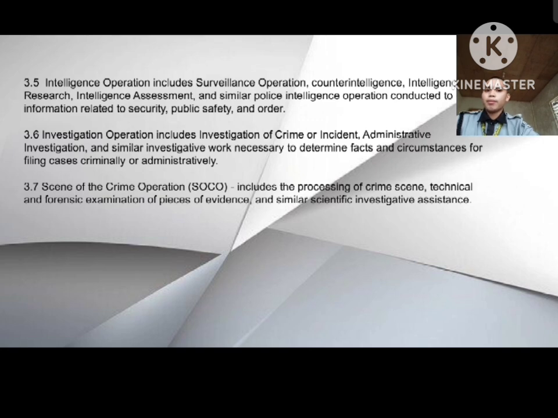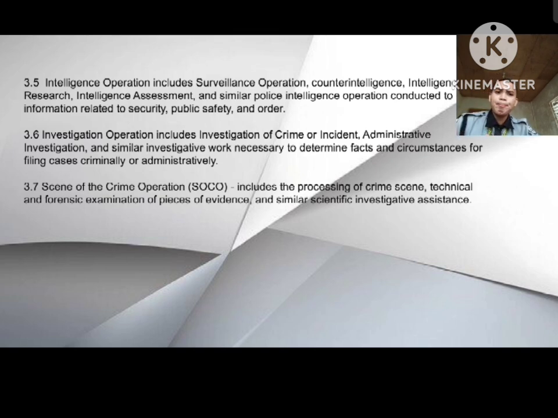Okay, so to continue, it is the scene of the crime operation. SOCO includes the processing of crime scene, technical and forensic examination of pieces of evidence, and similar scientific investigative assistance. So a SOCO operation involves processing crime scenes and conducting technical or forensic examination of evidence.